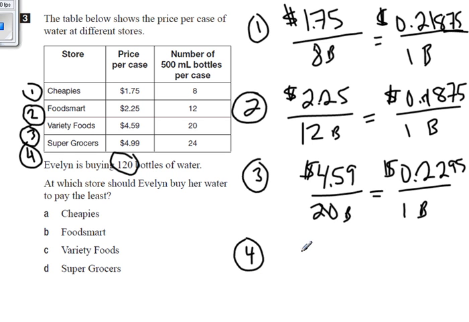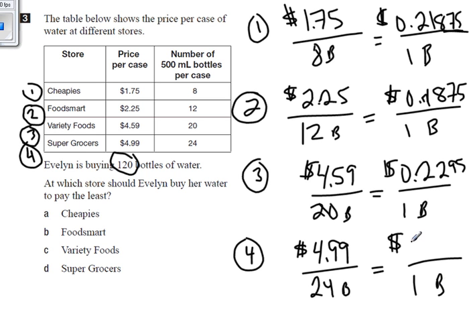And then the fourth store, it's $4.99 for 24 bottles. So for one bottle, again, it's division. So $4.99 divided by 24 gives me almost 21 cents. So 0.2079. So which one's cheapest? Well, 22 cents, 19 cents, 23, 21. Even if you don't like rounding, it's pretty clear that this store here is the only one less than 20 cents a bottle. So the cheapest one is option 2 at FoodSmart.